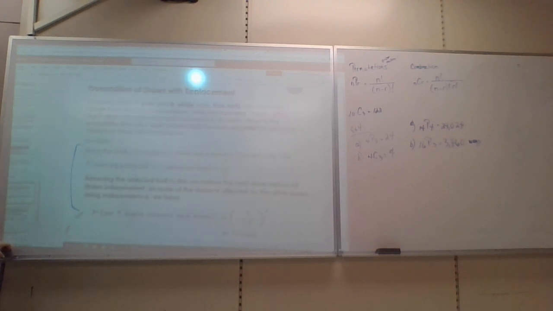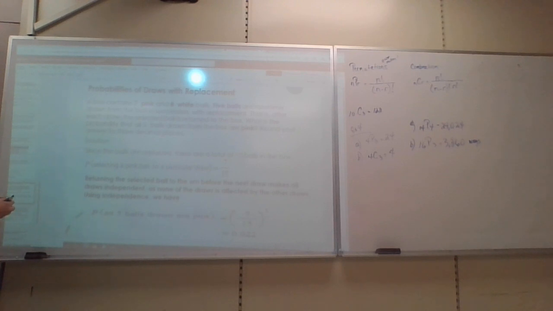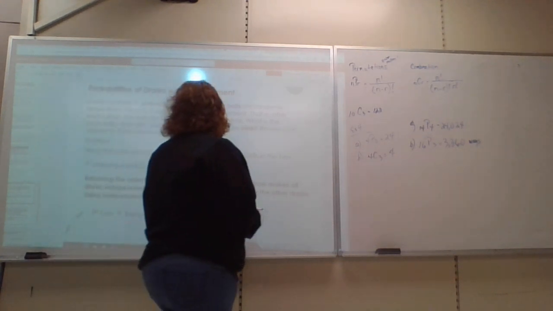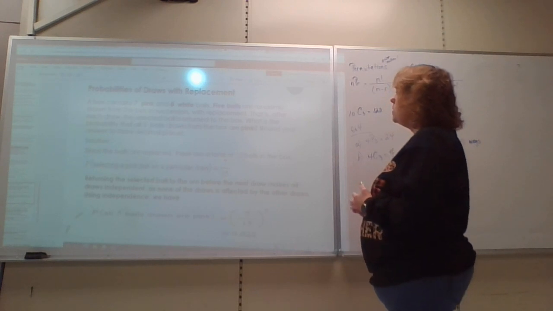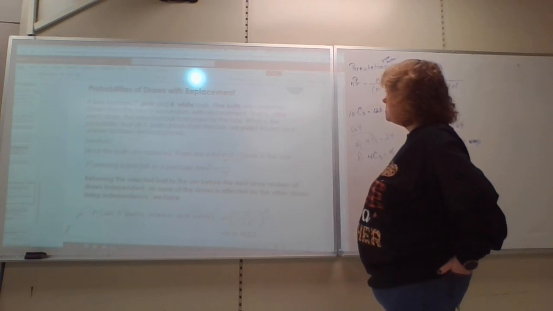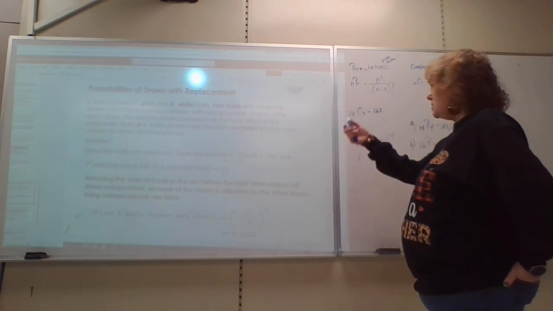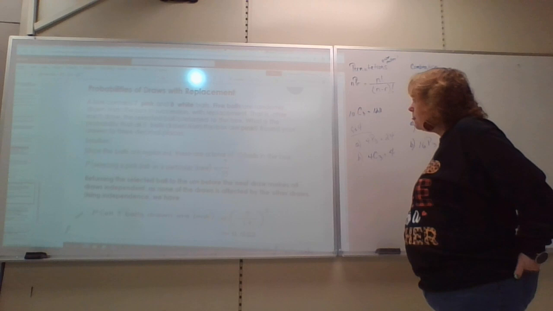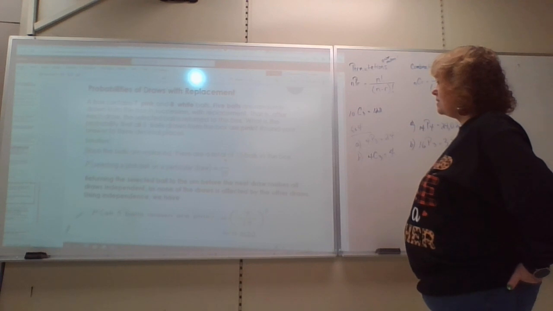Okay, so I'm gonna erase this off. Okay, what are the possibilities of drawing with replacement? This is with replacement, okay? So we have a box that contains 7 pink and 8 white balls. 5 balls will be randomly chosen from the box in succession with replacement. That means once I pick one out, I put it back in. So what is the probability that all 5 drawn from the box are pink? Round your answer to 3 decimal places.